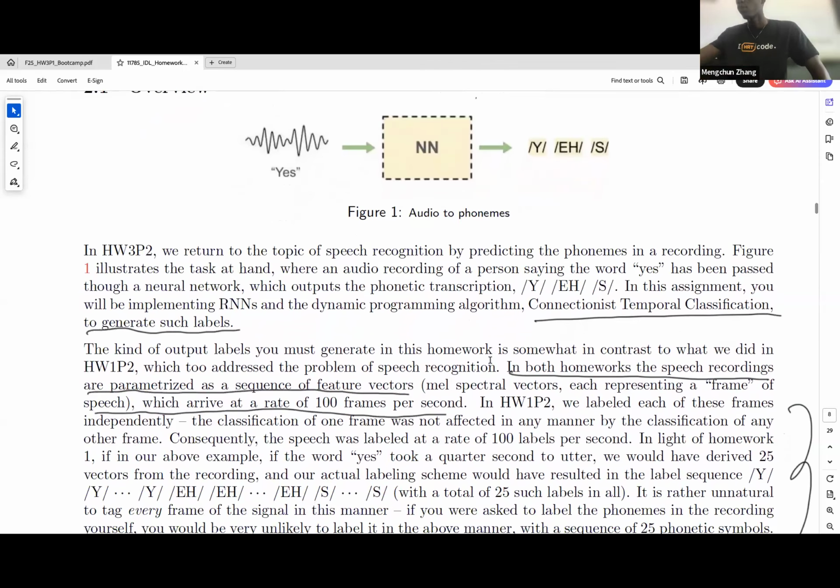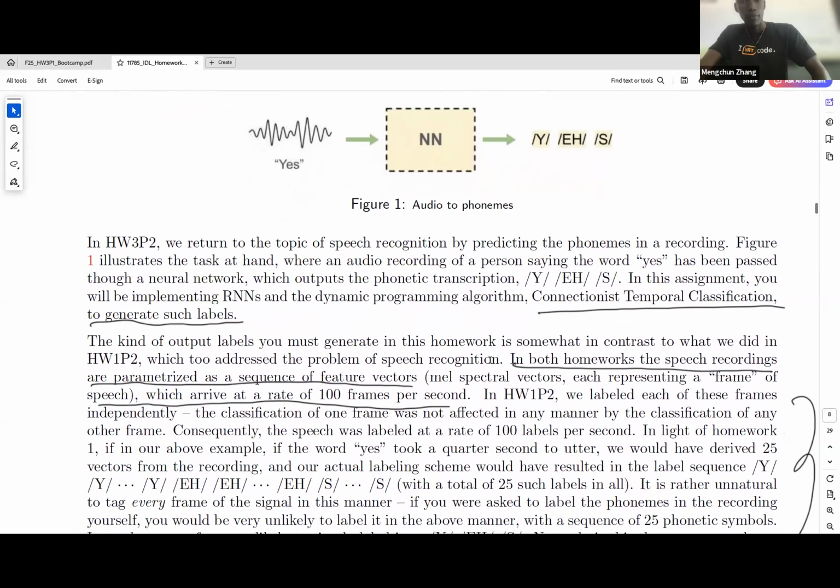And you'll be implementing CTC also in part 1. So it kind of builds you up and tries to get you excited in all of this.